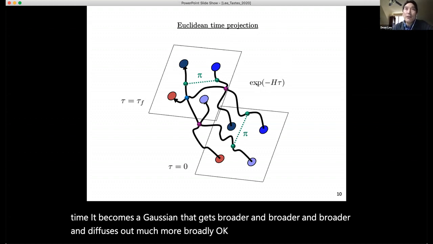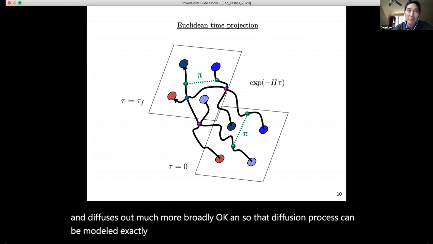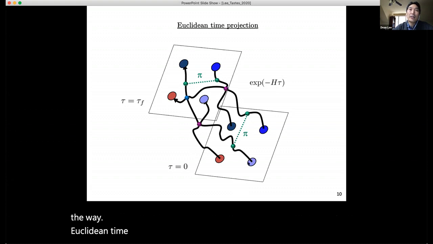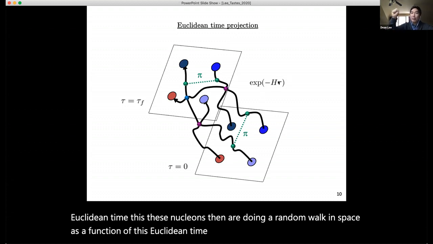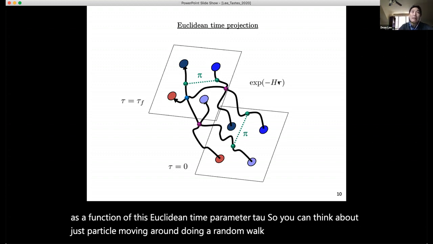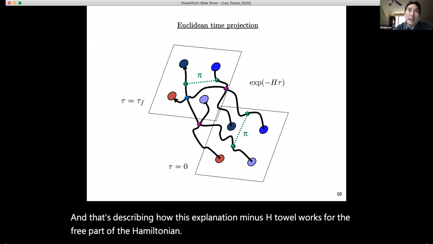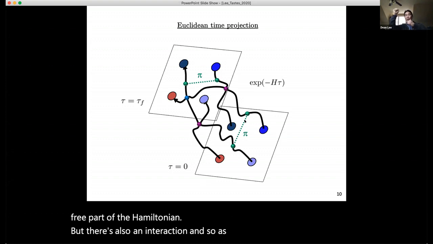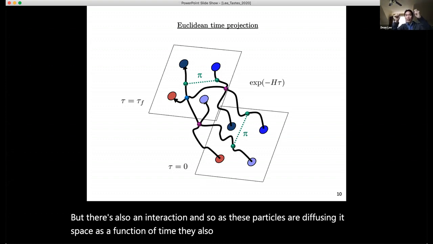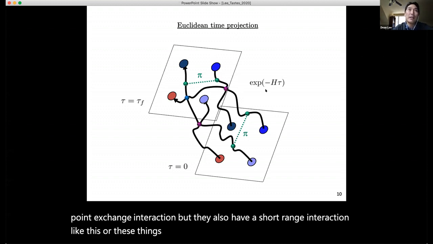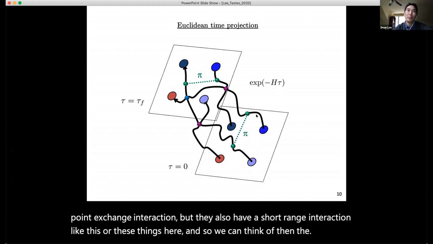And that diffusion process can be modeled exactly by a random walk of particles. So now you can imagine your initial nucleons at time tau equals 0, and we call this, by the way, Euclidean time. These nucleons are doing a random walk in space as a function of this Euclidean time parameter tau. You can think about just a particle moving around doing a random walk in space as a function of time. That's describing how this exponential minus H tau works for the free part of the Hamiltonian. But there's also an interaction. As these particles are diffusing in space as a function of time, they also exchange pions to get the one pion exchange interaction, but they also have a short-range interaction like these things here. So we can think of this Euclidean time evolution in this manner, this picture that I've shown you.